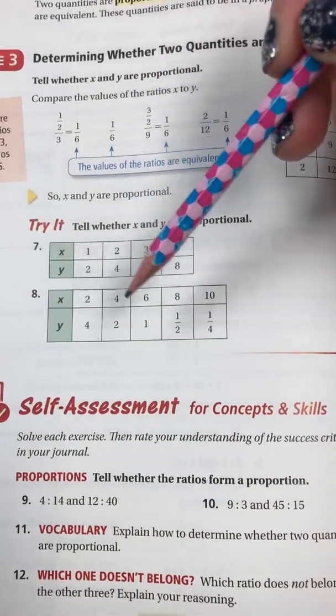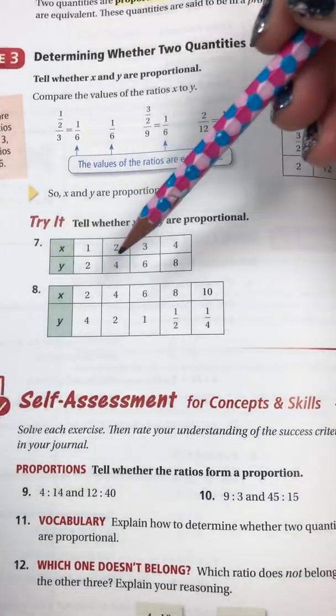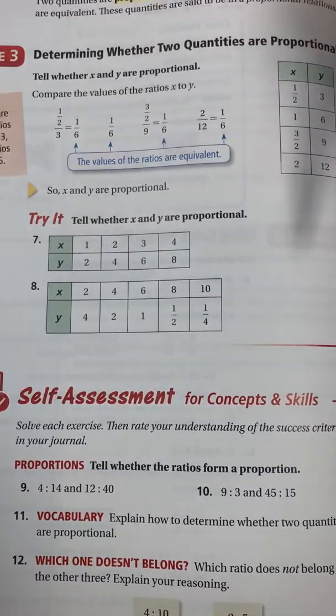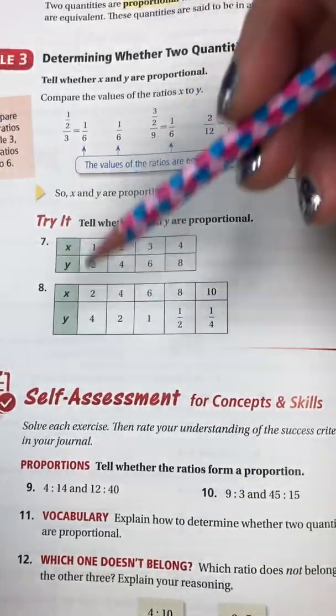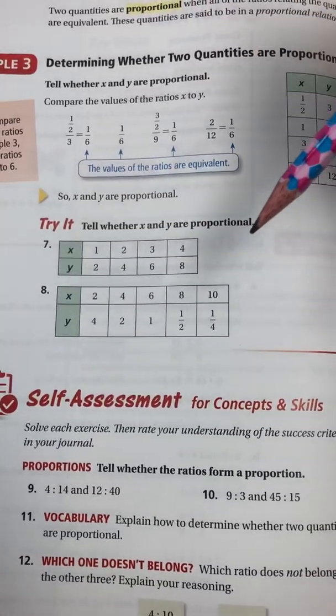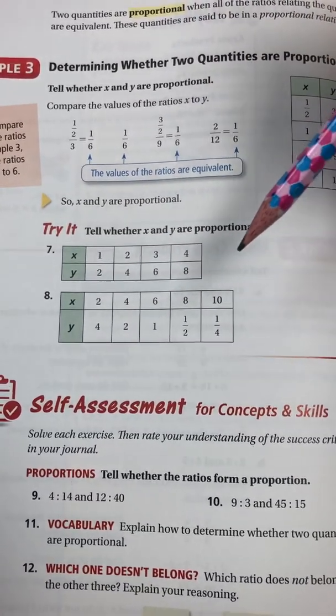So I want you to try it with 7 and 8. Go ahead, cross multiply to decide if they're proportional. Pause the video. When you're done doing this in your journal, and I would write the tables down, unpause and you will go over the questions together.